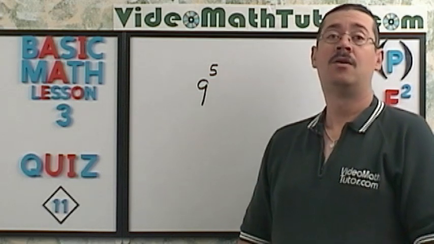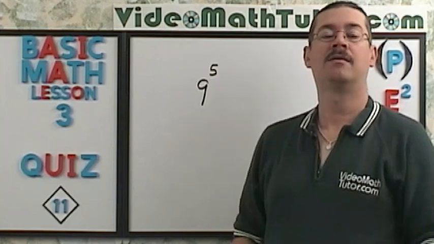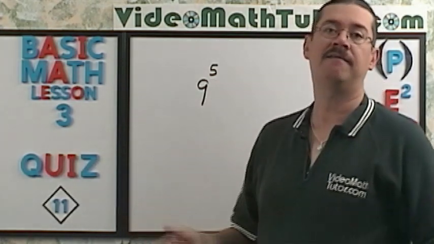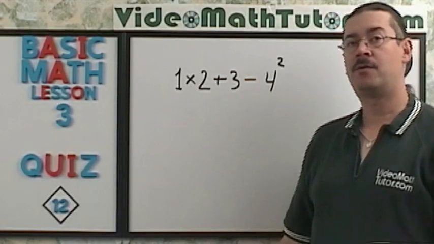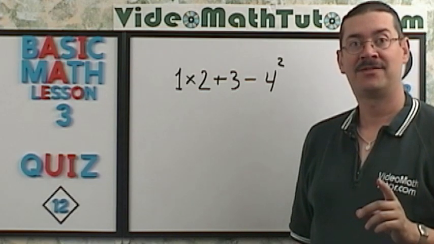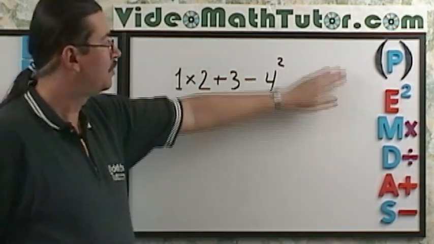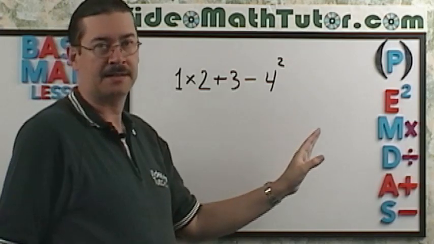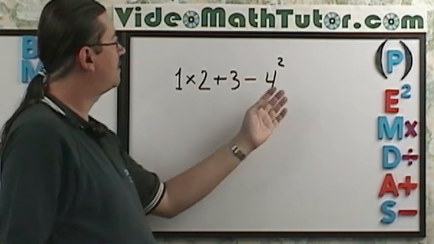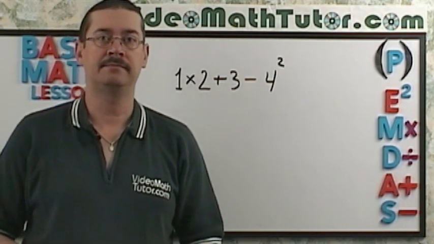Number 11 asks, what is the exponent of the expression 9 to the 5th power? Well, the answer to that question is just 5. Number 12 asks, which of these operations is performed first? Now we're talking about PEMDAS. There are no sets of parentheses. Are there any exponents? Yes. So to answer the question, you would just say the exponent, or you can say the square root of 4.